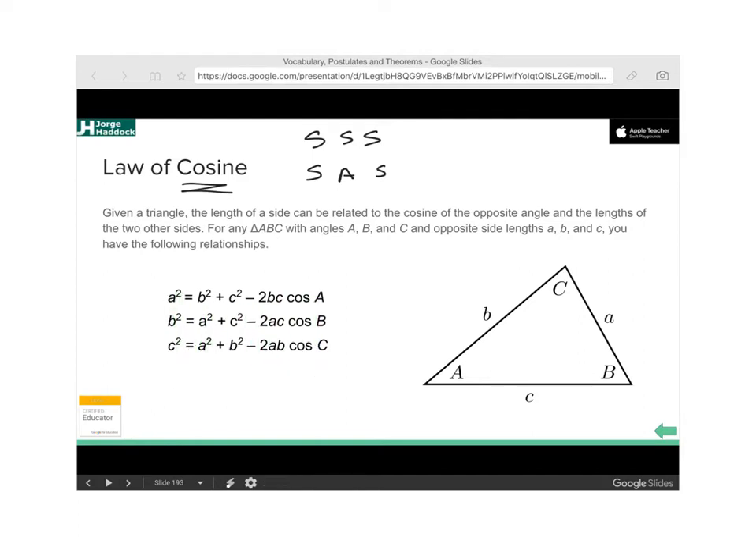So I have a squared, so the measure of a squared equals the measure of the other two sides squared minus 2 times the multiplication of the other two sides times the cosine of that angle A. Right? And the same with B and C, right? So we have right there the formulas.